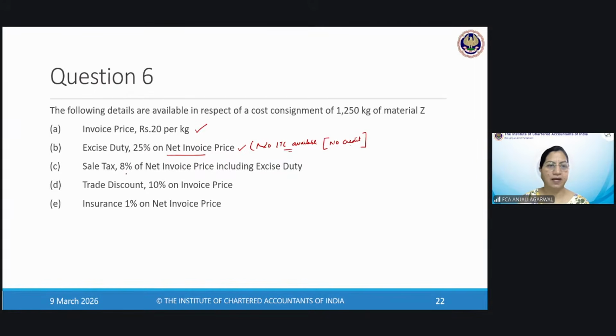Net invoice price, and there is a sales tax also, which is 8% of the net invoice price, and there is a trade discount, 10%. So 20 minus 10% of 20. So your net invoice price is 18. So on 18, add 25% of 18 as excise, 8% of 18 as sales tax, 1% of 18 as insurance. So all these costs will be part of your raw material cost.